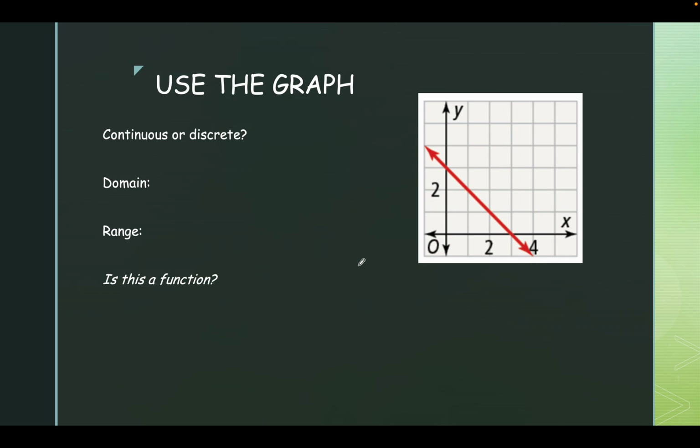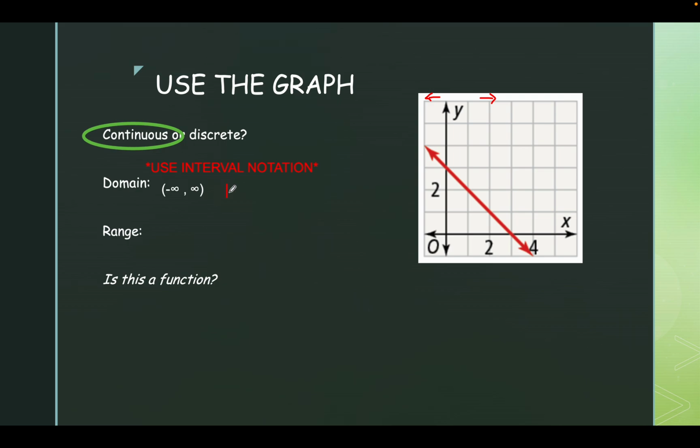Let's try another example. Continuous. This graph does not have any gaps between the x values. Domain. If we look at this, we have an arrow that's traveling left forever, and it's also traveling to the right forever. Therefore, it's going to go all numbers, negative infinity to positive infinity.